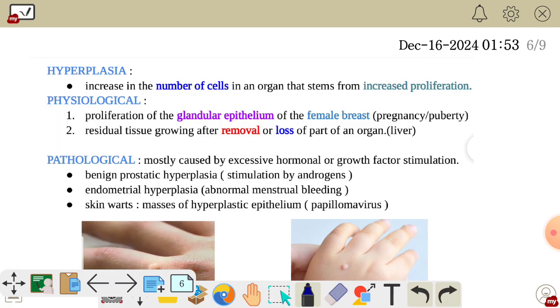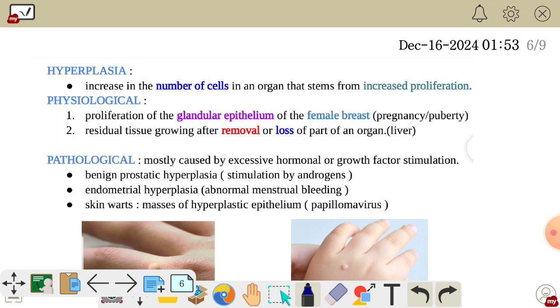Then in pathological hyperplasia, mostly it is caused by excessive hormonal or growth factor stimulation. So if we have hormones or growth factors which are excessively released, then we are going to experience pathological hyperplasia. So we have the release of these growth factors and hormones more than normal.